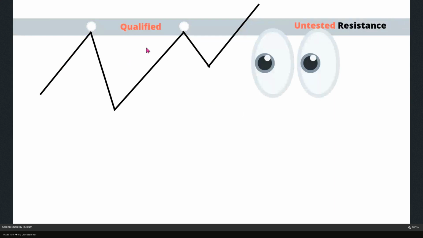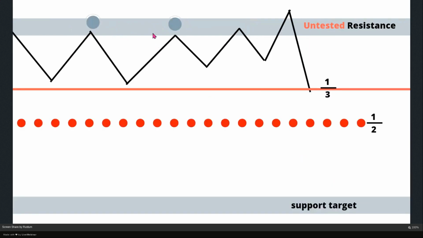So we need the levels that we are looking at to be qualified, which means we need 2 touches on the level, whether it be a trend line or whether it be resistance or support. We need 2 of these and then draw the line, and then that becomes a qualified area. And then untested means that it's touched here, respected, and then untested means that price hasn't gone 1/3 of the way down to your potential support here, your target at the bottom.